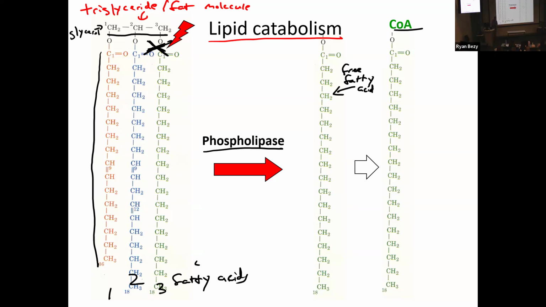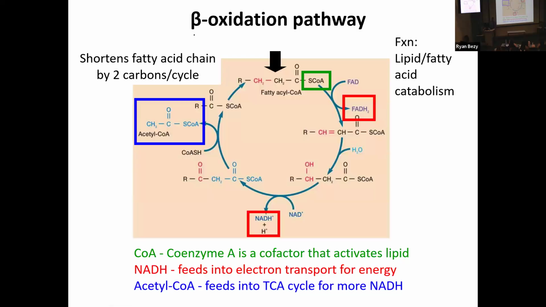It's attached to acetyl-CoA, and then it goes into what metabolic pathway? Citric acid cycle. So coenzyme A was also involved in the citric acid cycle. But now you've got a fatty acid attached to coenzyme A. This is going to go into a pathway called the beta oxidation pathway. And the function of the beta oxidation pathway is called lipid or fatty acid catabolism. That's just my way of saying it breaks down fatty acids as an energy source for the cell.